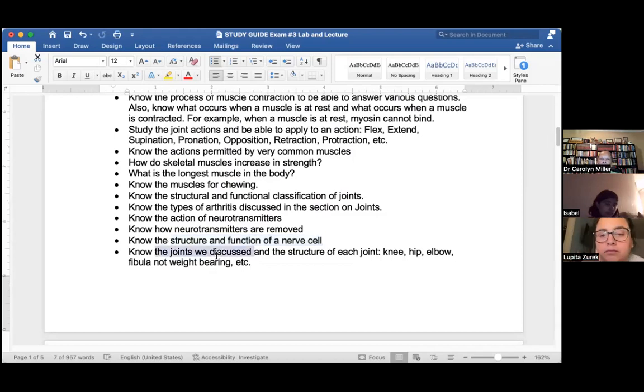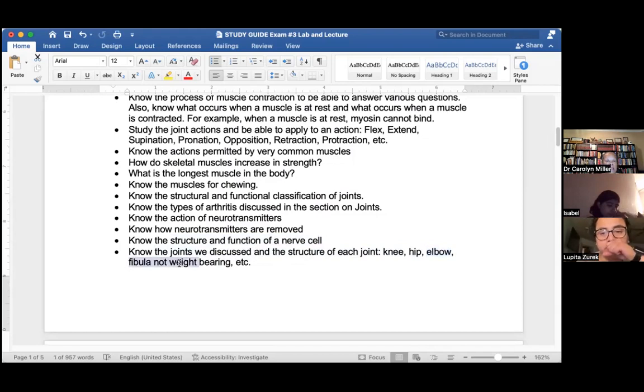Know the joints we discussed, the structure of each joint. The knee is a modified hinge. It is synovial. The hip is a ball and socket. It is synovial. The elbow is a hinge. It is synovial.